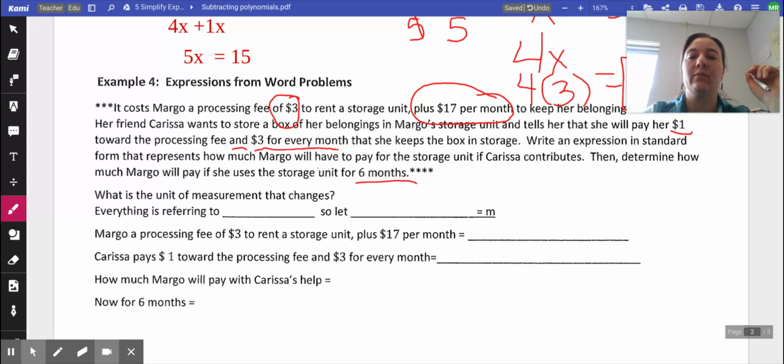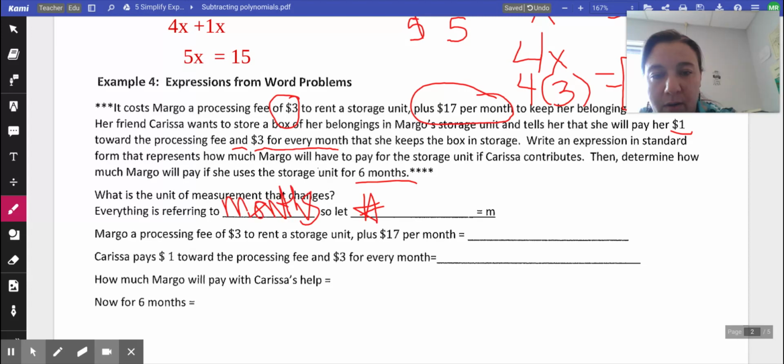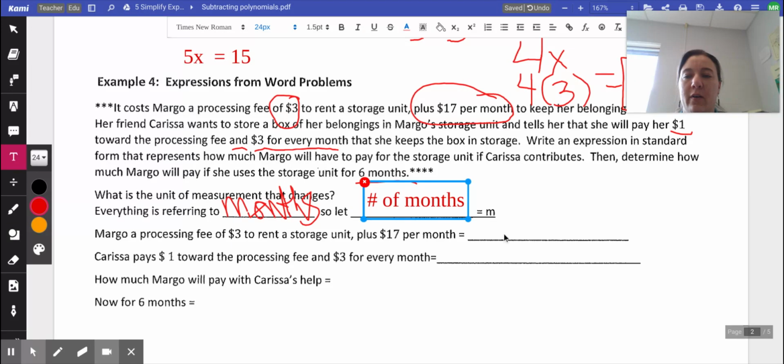First, we have to decide what letter we're going to use. I decided for you. I said, let's use M because what is changing in this question? What is changing is how many months. So we're going to let M represent the number of months. It's more specific when you write number and not just the word months. Okay. Margot has a processing fee of $3.